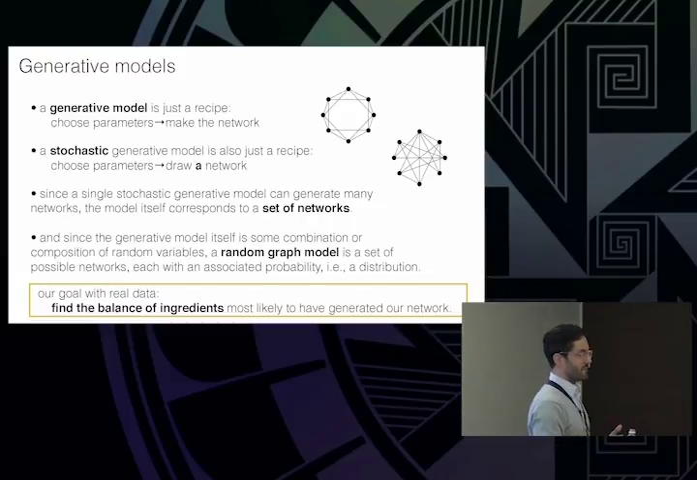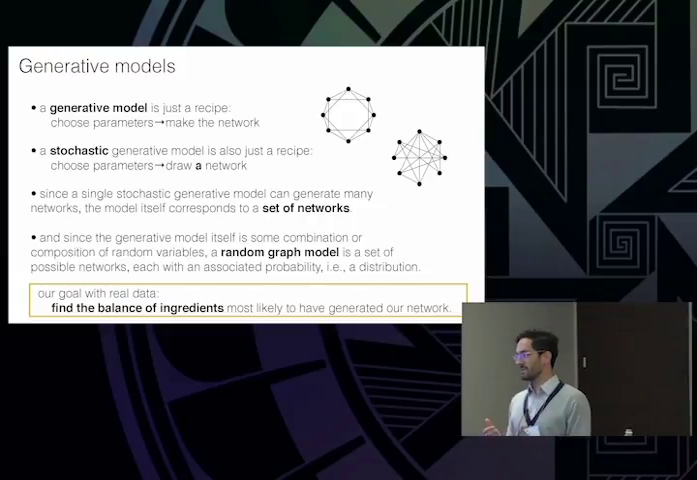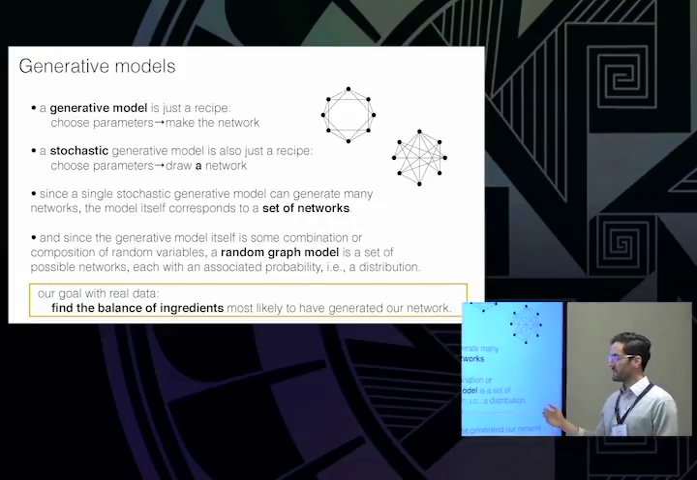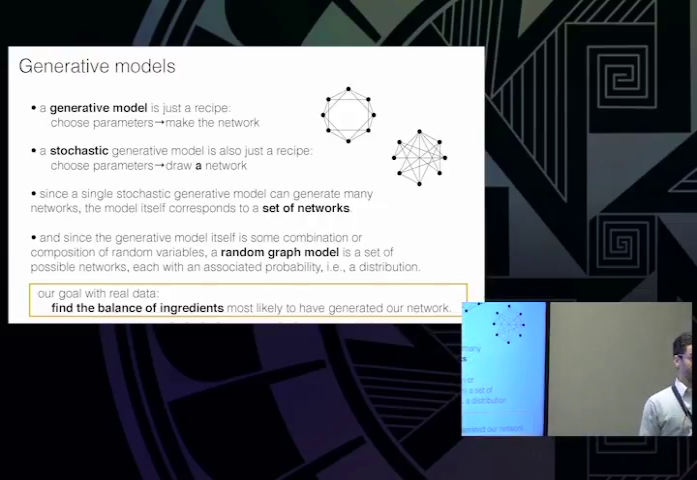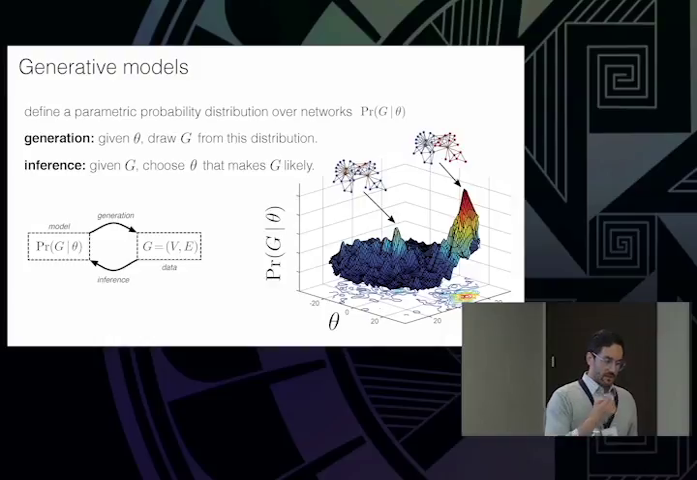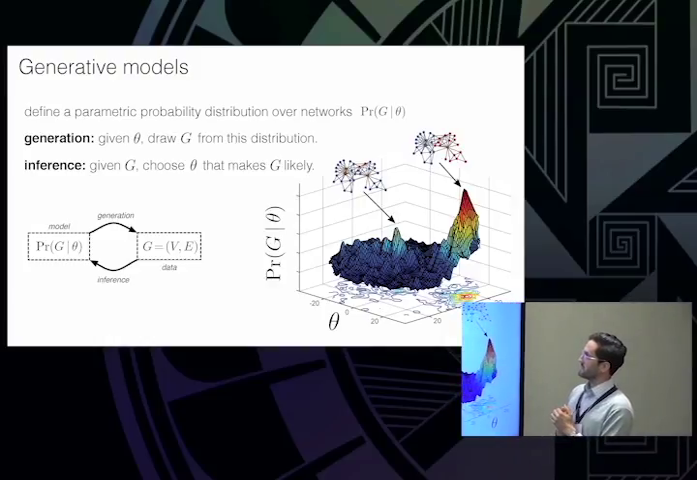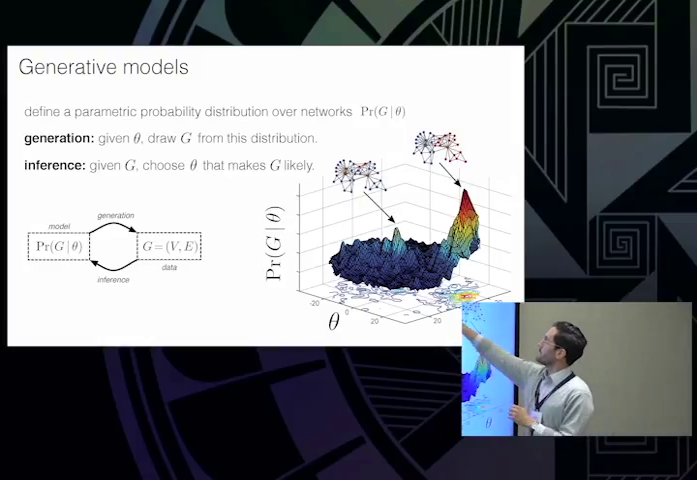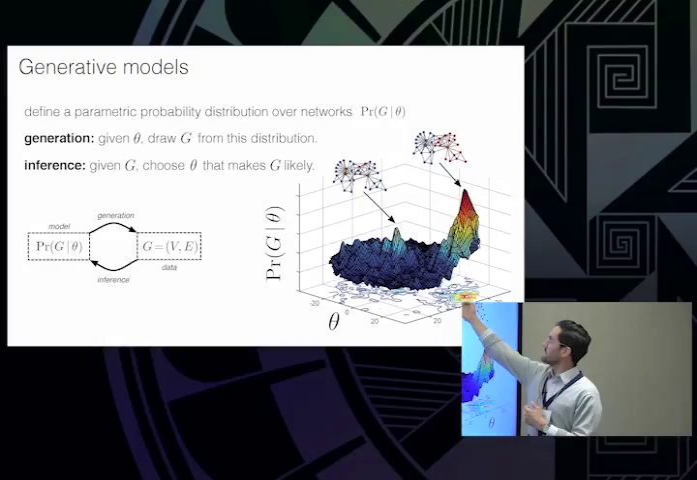On the other hand, there may be some networks that are created randomly that have a higher probability than others. So our goal with real data is essentially, if you'll pardon me using this metaphor, to find a balance of ingredients in the recipe that's most likely to have generated the network that we actually have. So in math, here's what it looks like. We're going to define a parametric probability distribution over networks: the probability that we get a graph G conditioned on the parameters in theta.